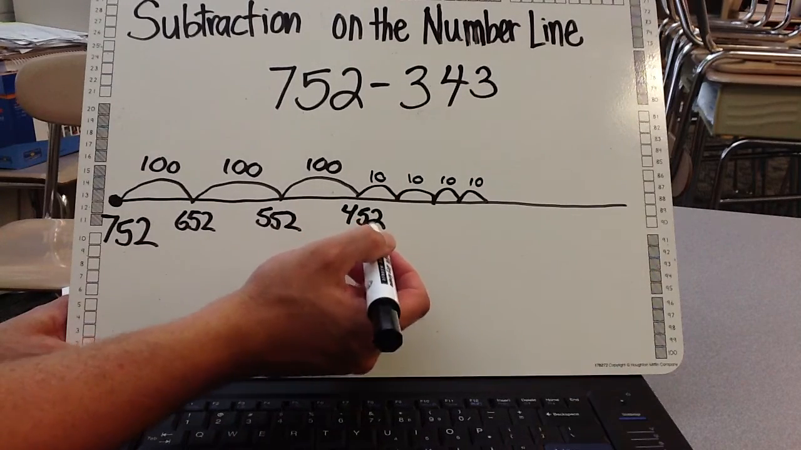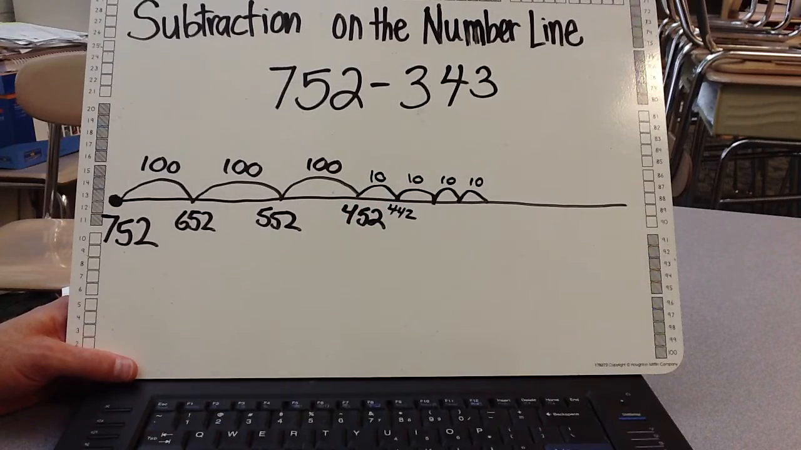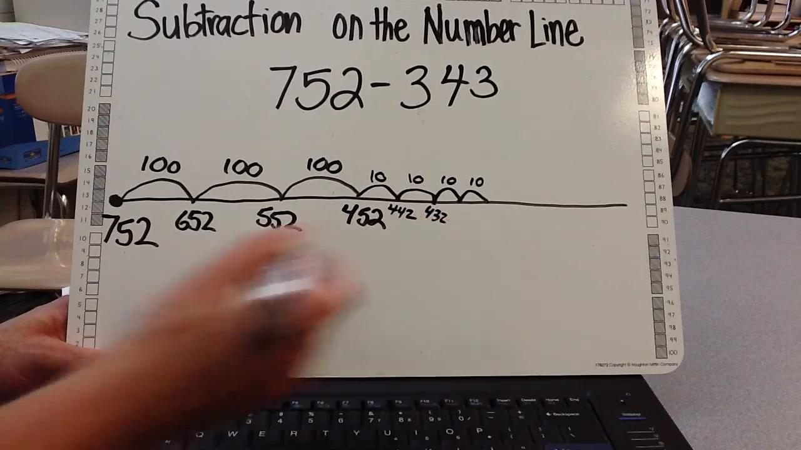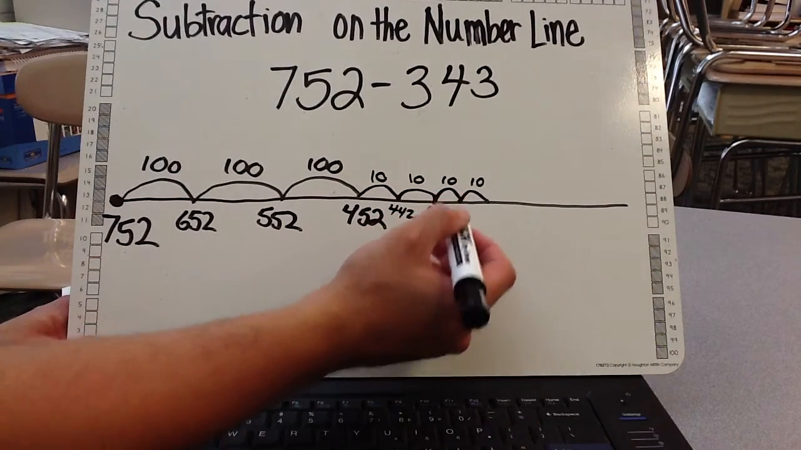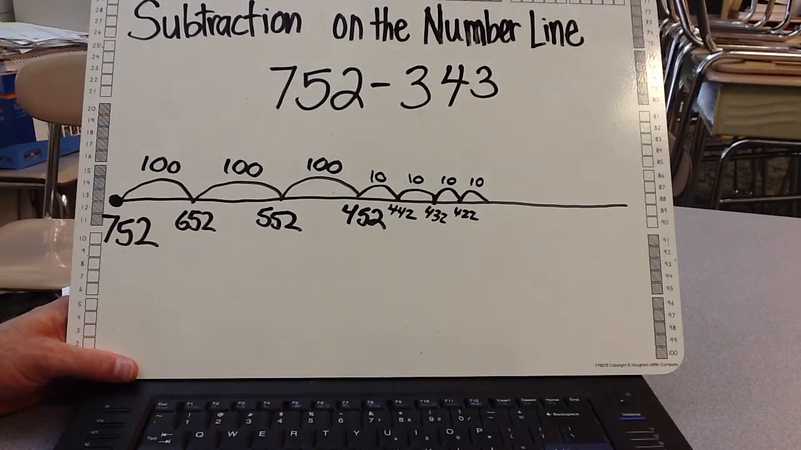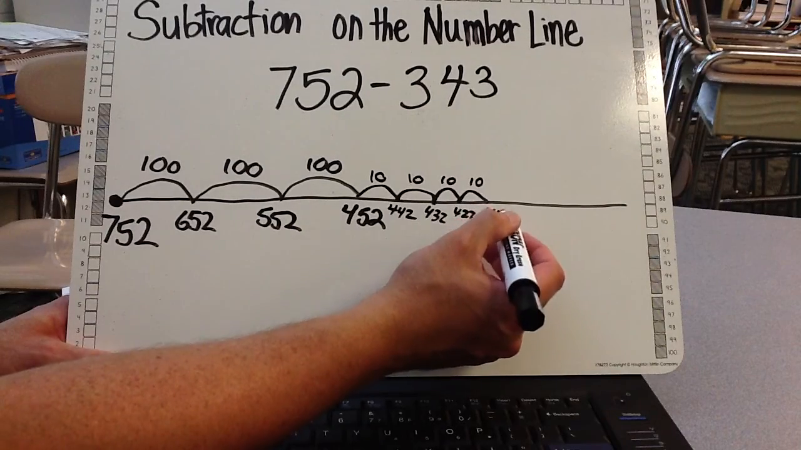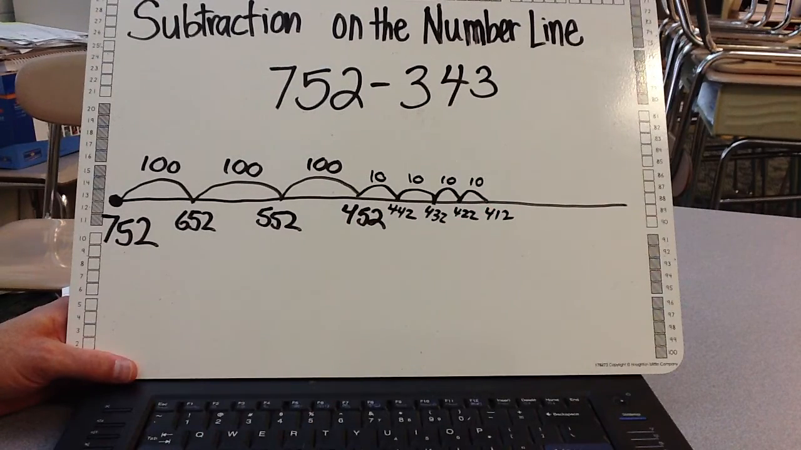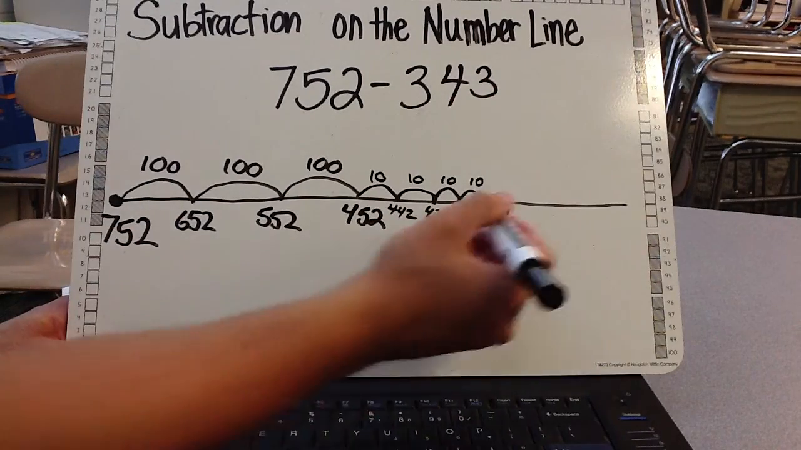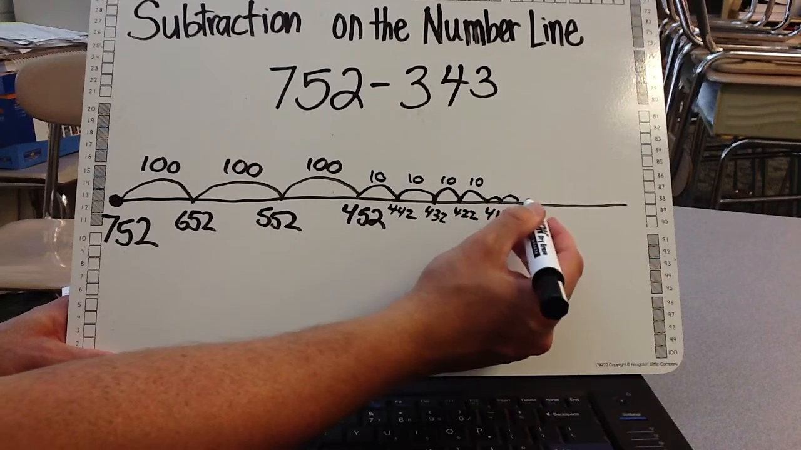So 452 minus 10 is 442. 442 minus 10 is 432. 432 minus 10 is 422. And then my last 10, 422 minus 10 is 412. So now my last step is to take away the 3 ones. So I'm going to make 3 small leaps of 1 backwards. 1, 2, and 3.